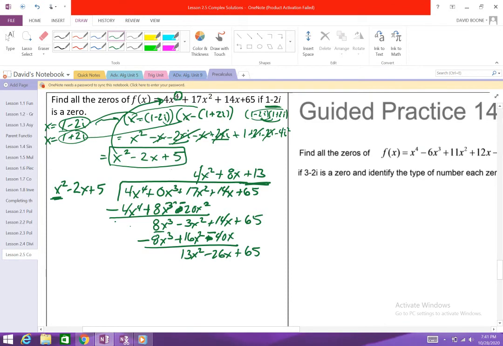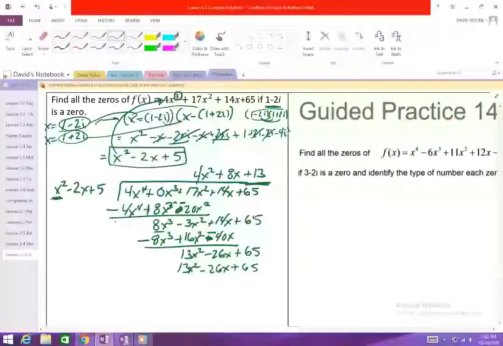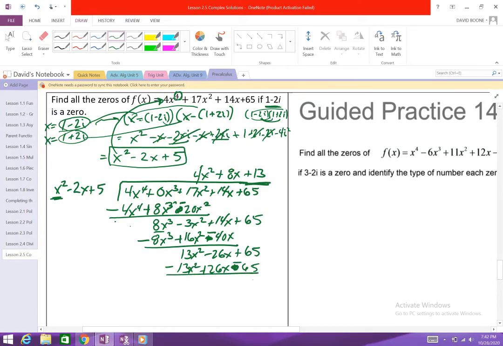Then look to see, well, what do I multiply x squared by to get 13x squared? I just multiply it by 13. 13 times x squared is 13x squared. 13 times minus 2x is minus 26x. Look at what's happening. 13 times 5 is 65. And we'll change the signs. And these all fall out, and we end up with zeros all the way across. And that's what we wanted, because we knew that when I divided this polynomial in there, it shouldn't have a remainder.